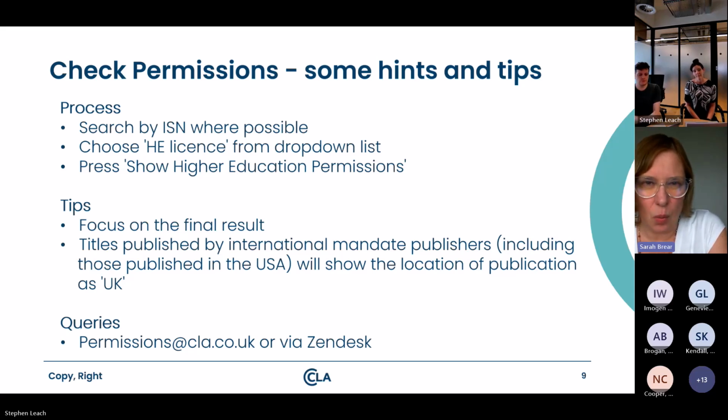But that's not the case where we have an international mandate agreement with a publisher who has a worldwide network of offices. So, for example, you may have Oxford University Press, who we have an international mandate agreement with. If you know that a publication has been published by OUP New York, and it shows up as being published in the UK, don't worry about it. That's fine. It will be listed as UK, and that's to do with the way that royalties are distributed. If you do see a publication that's a US publication published by an international mandate publisher, but it's still listed as the USA.